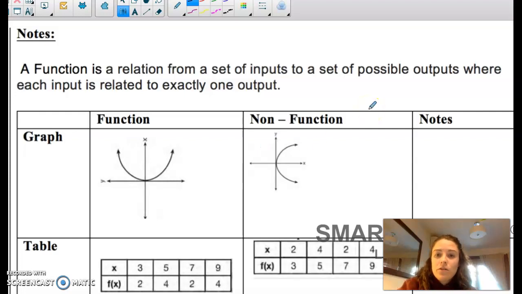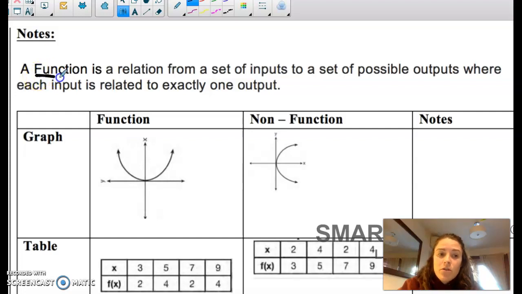Okay, so for this, we're going back to Unit 1. If you kept an organized binder and you want to see extra examples of this, you can take a look at your 1.1 worksheet, or your Unit 1 Kim sheet. All right, so we're going to go through and look at what a function is.